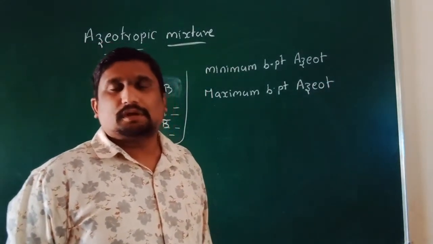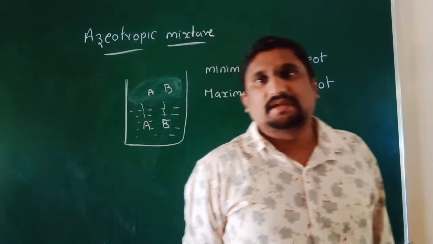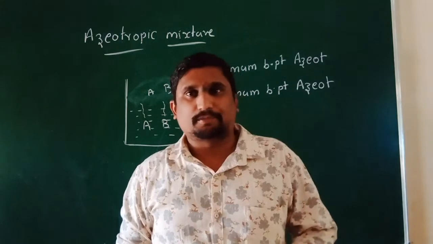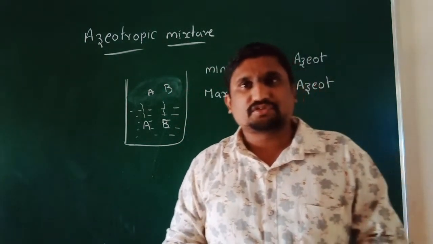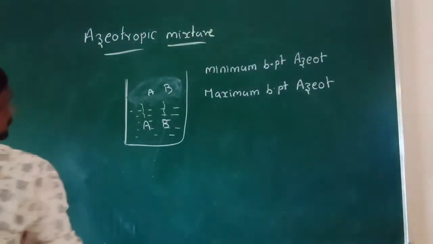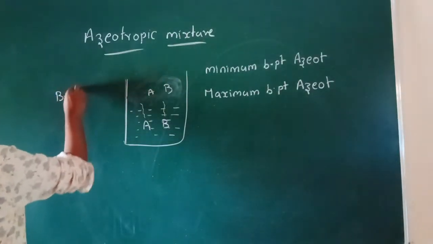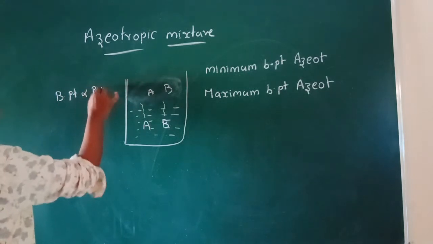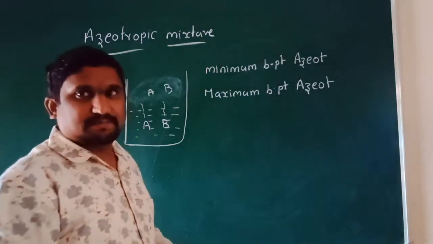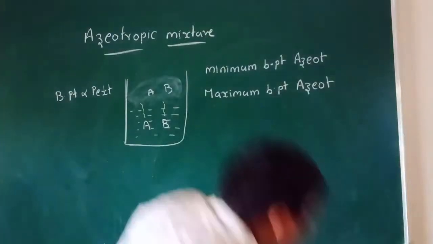What do we mean by boiling point? The temperature at which the internal vapor pressure becomes equal to the external pressure or atmospheric pressure. That particular temperature we call the boiling point. Yesterday in class I gave you two important relationships. Boiling point is directly proportional to external pressure. External pressure can also be called atmospheric pressure.